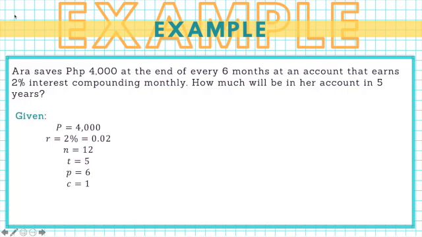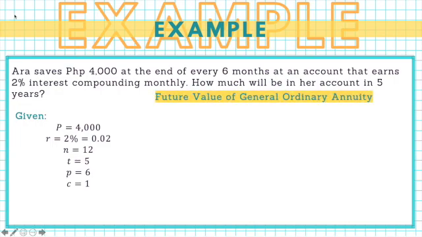Okay? So the type of annuity involved in this situation is general ordinary annuity, since the payment interval, which is every 6 months, is not the same as the compounding period, which is monthly, and the payments are made at the end of each payment interval. Now, since we are being asked how much will be in her account after a certain number of years, we are actually solving for the future value of a general ordinary annuity. So the formula for the future value of general ordinary annuity is this.